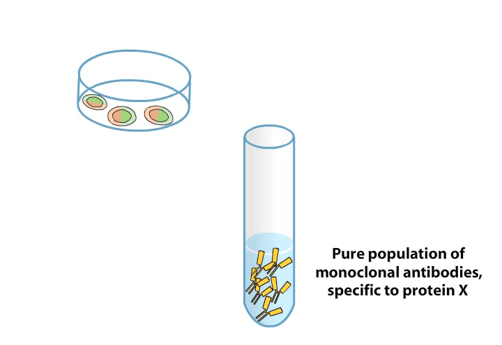Since the established cell line is immortalized, the hybridoma can be preserved and used to produce the same monoclonal antibody for many years.